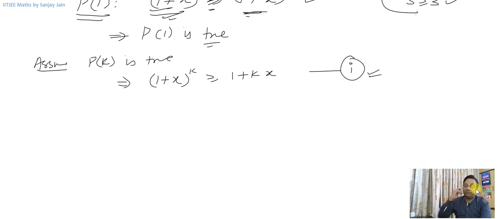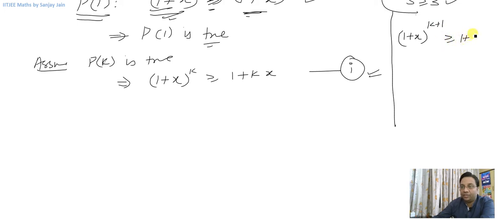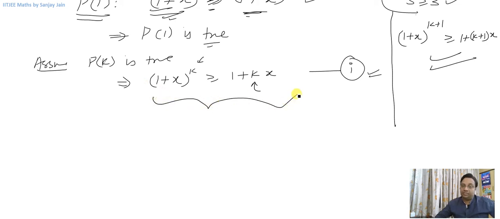As this is the first question of this lecture, let me tell you what I am looking for. I am looking for 1 plus x raised to power k plus 1 to be greater than or equal to 1 plus k plus 1 into x. So I want k plus 1 at every place of this k. I want this statement to be true for k plus 1, and this result is what I am looking for. And I need to use this statement only to do that.